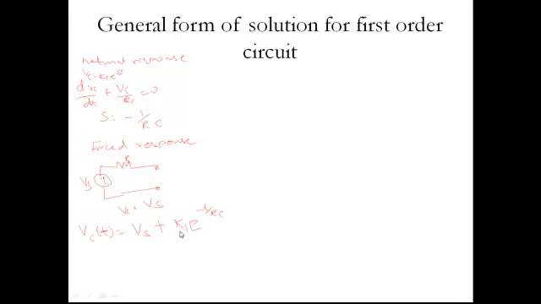Now you need to find the value of K1. To find K1, as usual, assume the initial condition Vc of 0 equal to 0. Now you substitute t equal to 0. Therefore, you will get K1 equal to minus Vs. The total solution is Vc of t equal to Vs into 1 minus e power minus t by Rc. This is the general form.